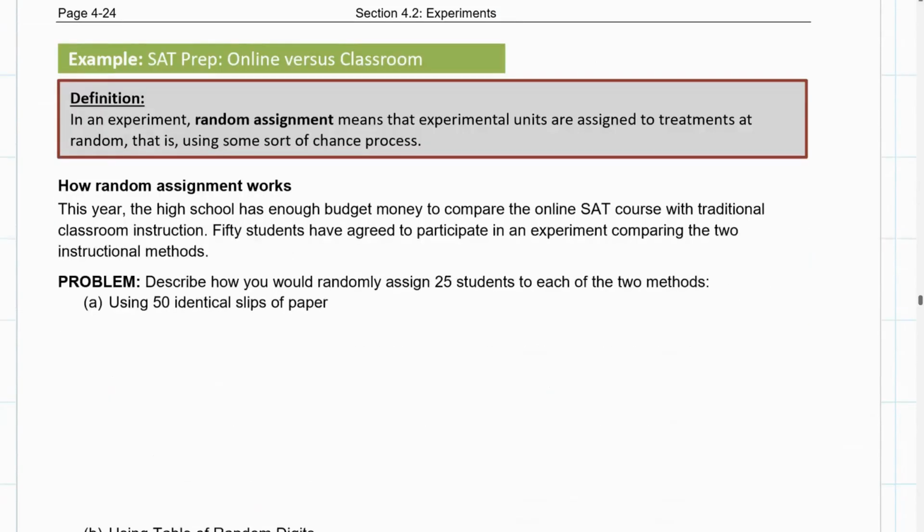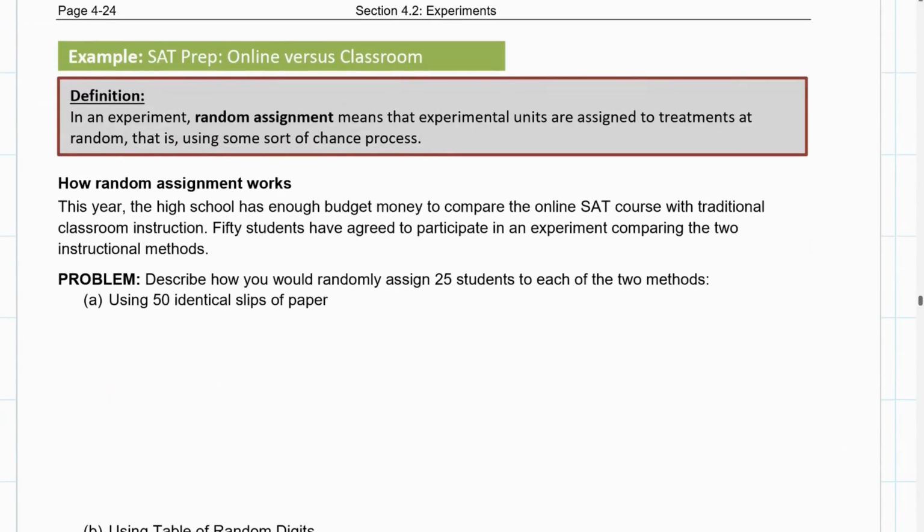So let's talk about how we do that random assignment. Definition: in an experiment, random assignment means that the experimental units are assigned to the treatments at random, that is, using some sort of chance process. So let's think of this example. This year, the high school has enough budget to compare an online SAT course to the traditional classroom instruction. 50 students have agreed to participate in an experiment comparing the two instructional methods. How would you randomly assign 25 students to each of the two methods?